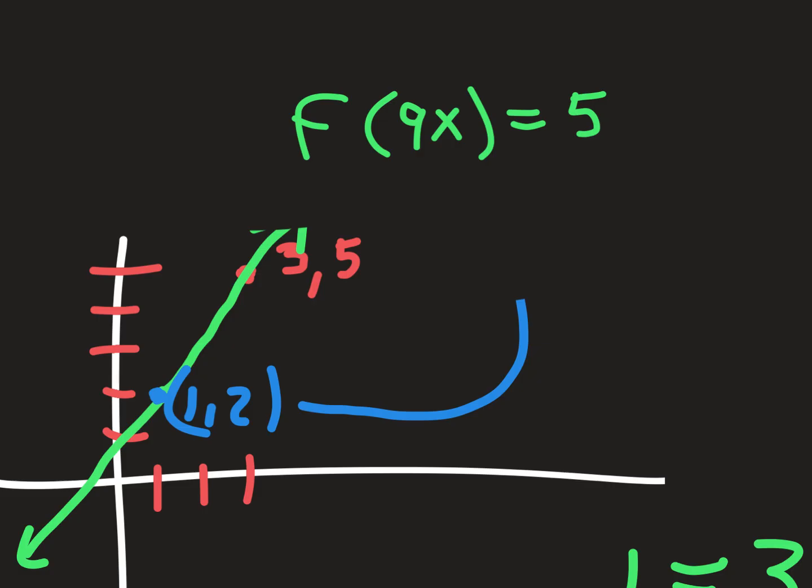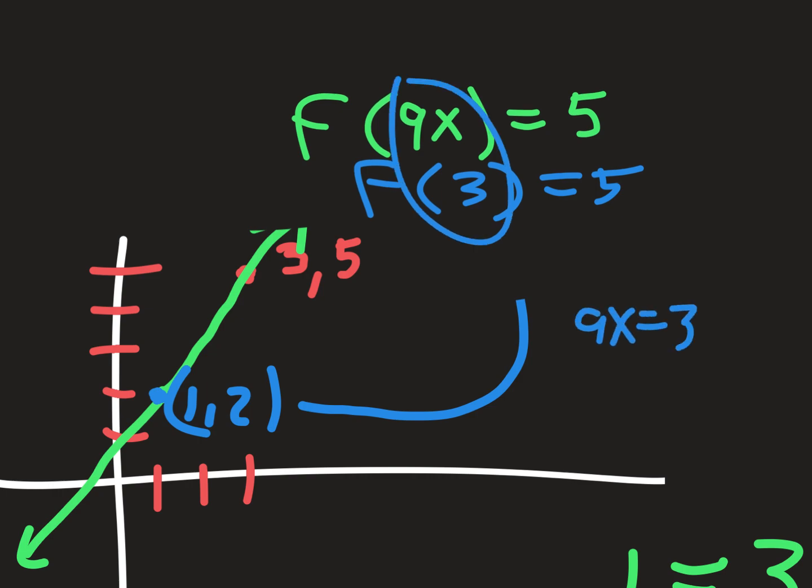Well, you can write this fact right underneath it. F of something is 5. It's got to be f of something. And what is it? F of what is 5? F of 3 is 5. And as soon as you write that right underneath, well, they both equal 5. So 9x must equal 3. 9x must be 3 because of this. And so then I solve it, divide by 9, and 3/9 is 1/3. Who had 1/3 before I said it? Nice. Okay, awesome.